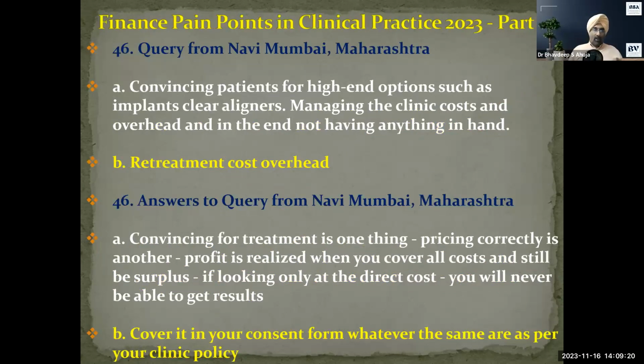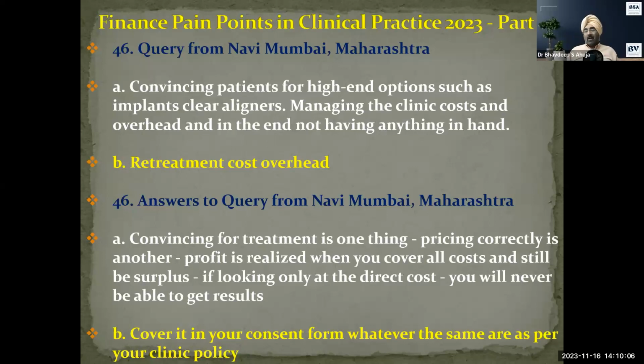So let's begin. Query number 46 from Navi Mumbai, Maharashtra. Convincing patients for high-end options such as implants, clear aligners, managing the clinic costs and overhead, and in the end not having anything in hand. Retreatment cost overhead. The common question is that convincing the patients for treatment is one thing and pricing correctly is another thing. Even if you are able to convince the patients properly and you have nothing left over in terms of profitability, then there is something seriously wrong with your charges.